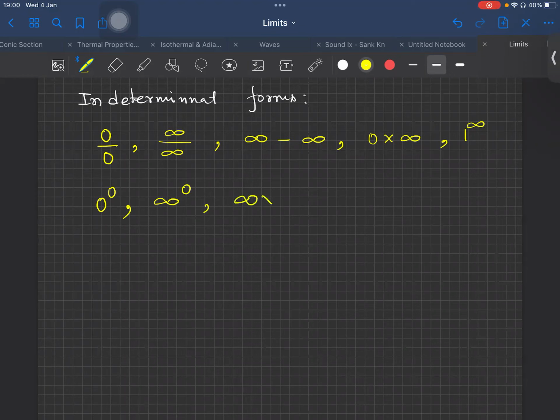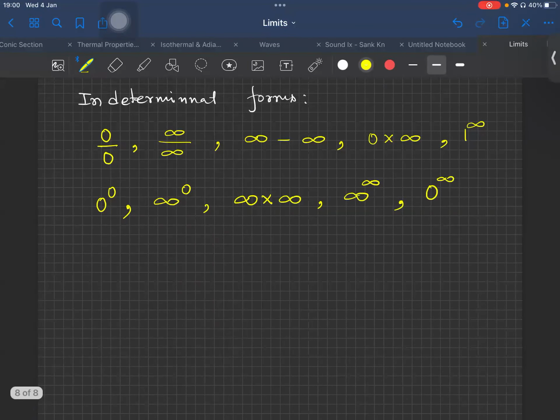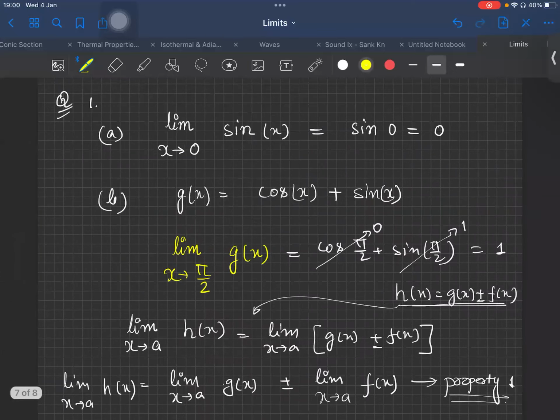Let's say infinity multiplied by infinity is also an indeterminate form, right? This is also indeterminate, isn't it? Or infinity to the power of infinity is also indeterminate. Or 0 to the power of infinity. We have already written that, no? Okay, 0 to the power of infinity is also indeterminate. So we cannot plot a function at infinity. That's why it is an indeterminate form.